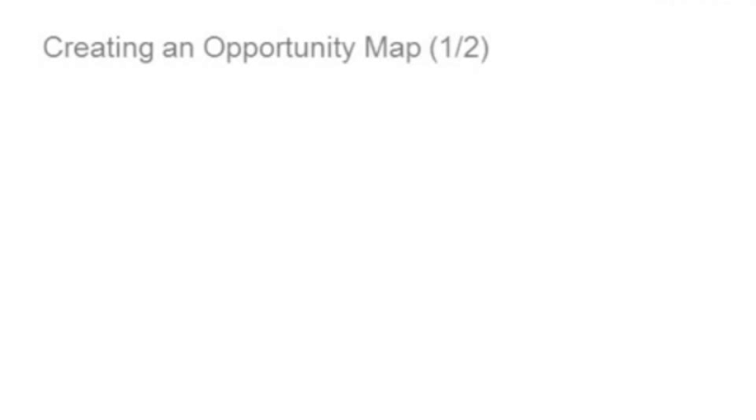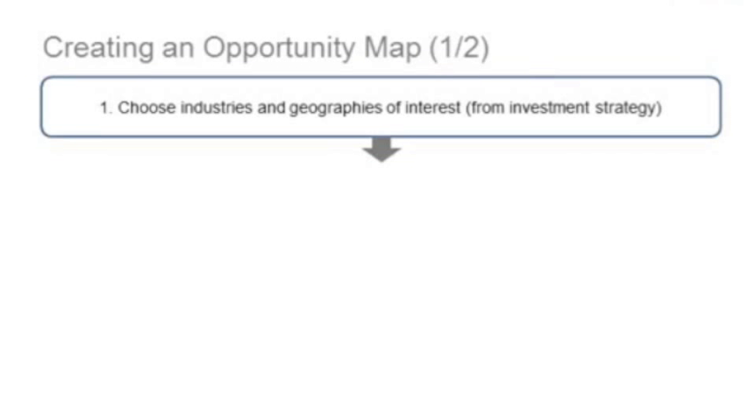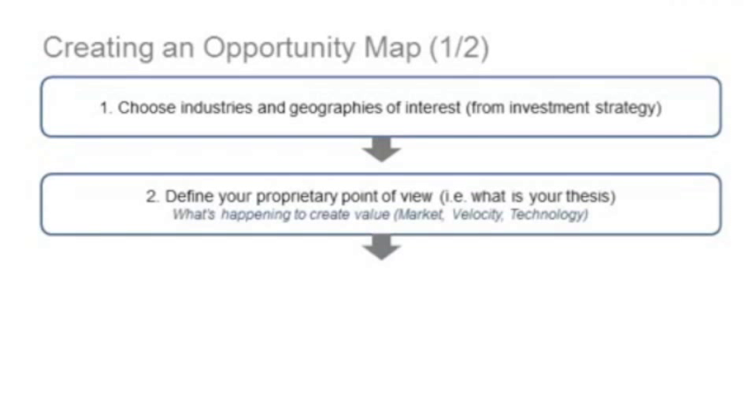So how do you get to a thesis? This is really a classic consulting exercise, and you do it by creating an opportunity map. So first, you're going to drop in your industries and geographies that come out of your investment strategy thinking. Then you're going to define your point of view, and this really is the core of your thesis.